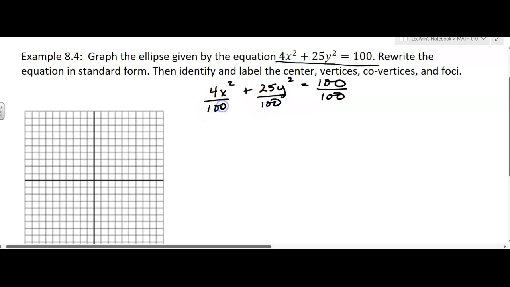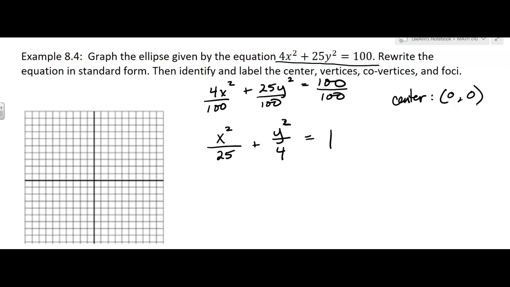This one's going to work out pretty nicely. 4 goes into 100 25 times, and that means 25 goes into 100 4 times. And now it's in standard form. It is centered at the origin. So we know the center. Let's put that. Center is the origin. Now in the exam, I'm going to want like a list there of these things. So center, origin. Okay.